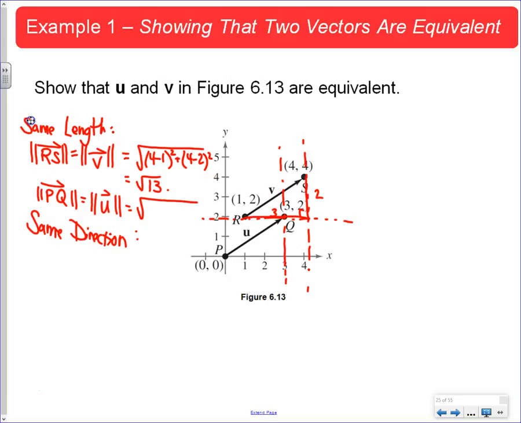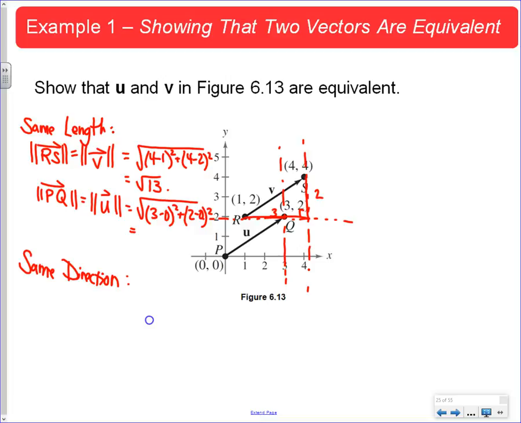And how would I find his length? Can I do his change in x's and his change in y's? Would that be 3 minus 0 squared plus 2 minus 0 squared? Some of you can already tell just by looking at the picture it's going to be 3 and 2 again. So therefore 9 and 4 is going to be square root of 13. Do they have the same length? And the answer is, of course they do. Same direction. How do we figure that out?